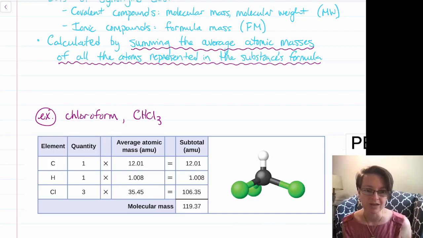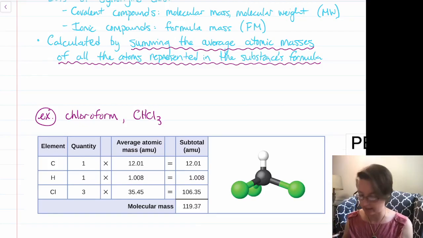Here's chloroform. Fun fact, it was used historically in a lot of local anesthetics. It's one of the precursor molecules that we need to make our Teflon and our nonstick pans at home. And we know its chemical formula is CHCl3. And so if we want to come up with the molar mass for this compound, we're going to sum up all of the average atomic masses.